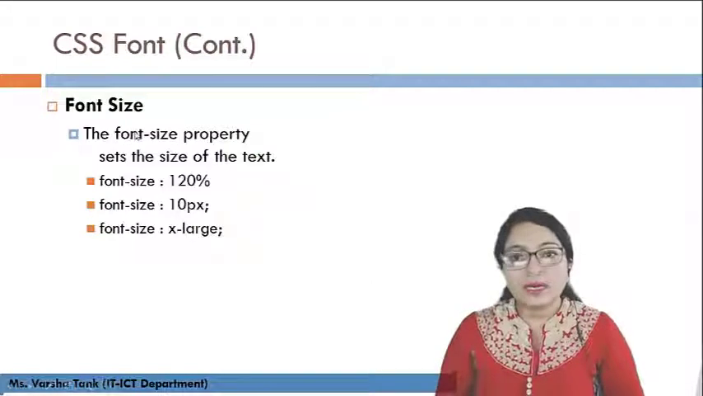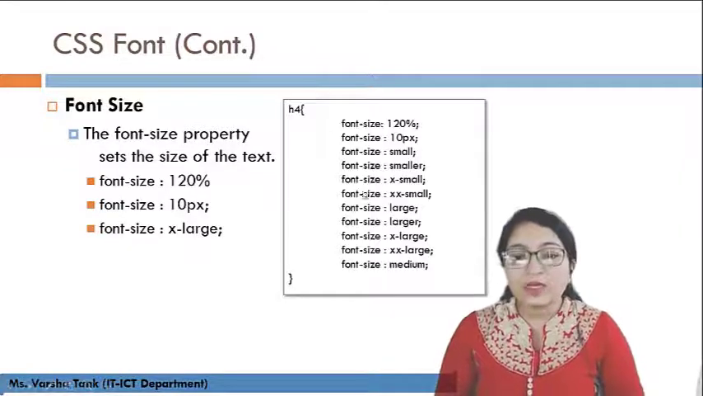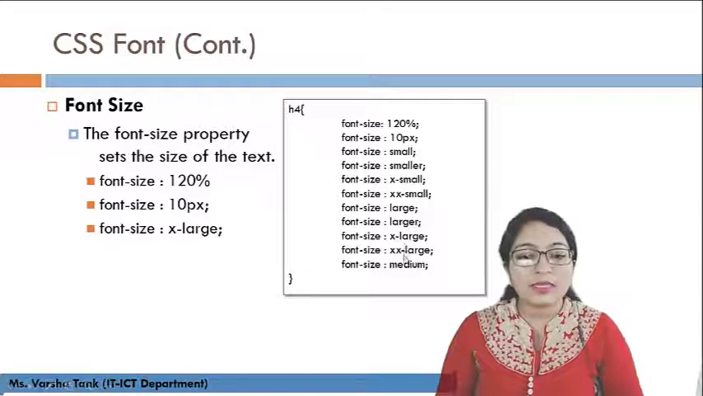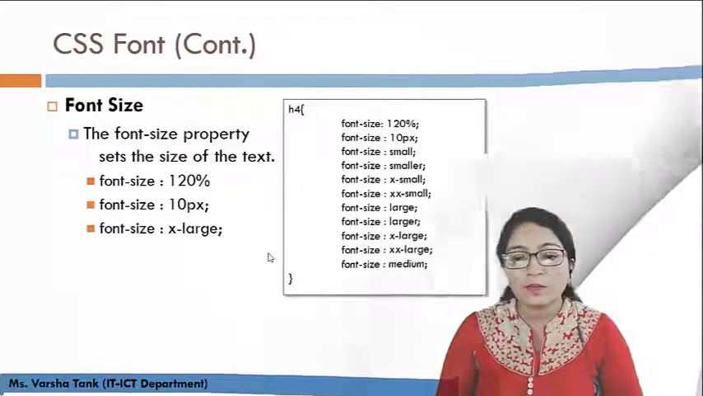Then font size. The font-size property sets the size of the text. You can write a percentage value, you can write a pixel value, and you can use keywords such as x-large, x-small, etc. So here you can see the different values for the font size: 20%, in pixels, and in defined keywords, that is small, smaller, extra small, double extra small, large, larger, x-large, double extra large, medium, etc. These are the property name and these are the values for it. You can use either of these.